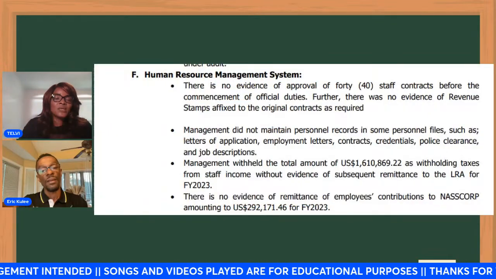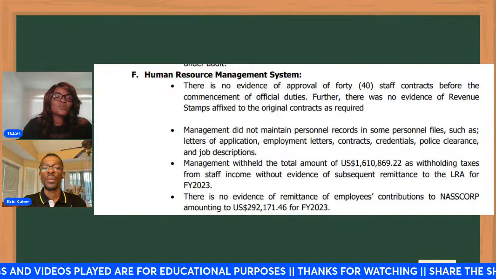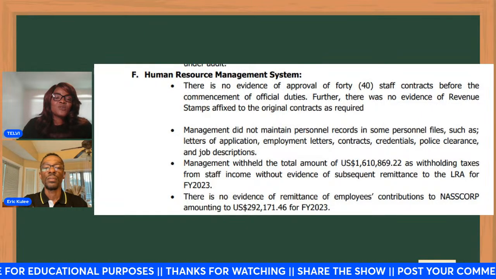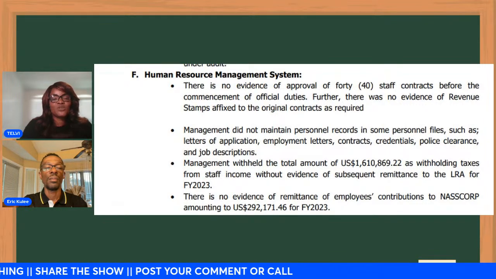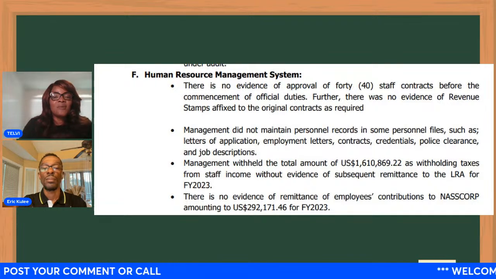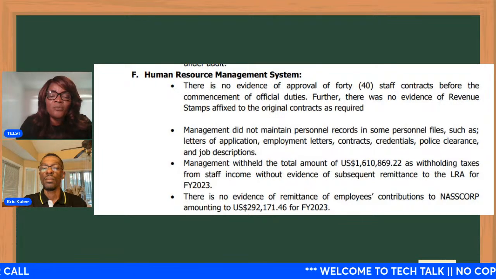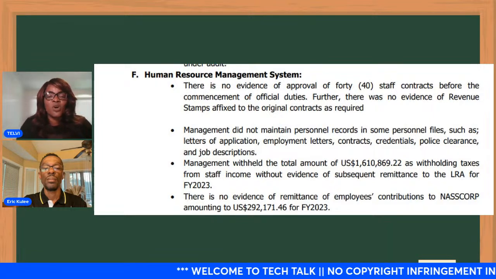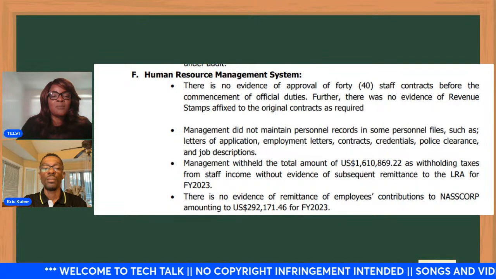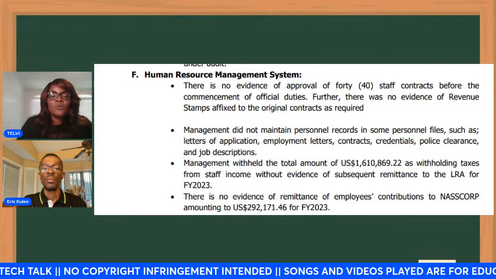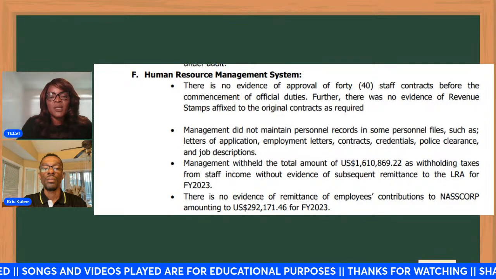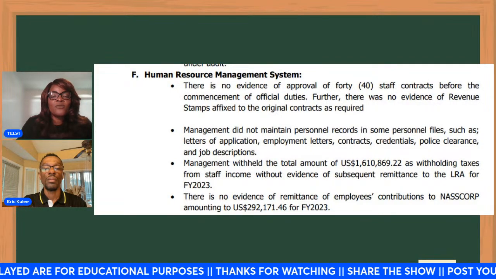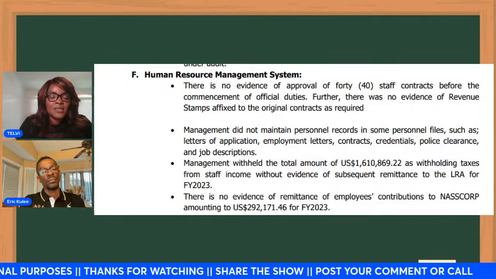Regardless, let's talk about maybe one that's in our neck of the woods: the human resource management system. They said there was no evidence of approval of 40 staff contracts before the commencement of official duties. I'm just going to summarize this. Management did not maintain personal records in some personnel files, such as application letters, employment letters, contracts, police clearance, and so on. Management withheld 1 million as withholding taxes from staff without evidence of subsequent remittance to LRA. There's no evidence of remittance of employee contributions to NASCAR.